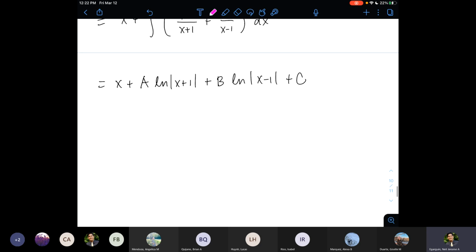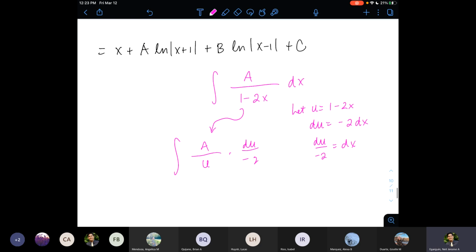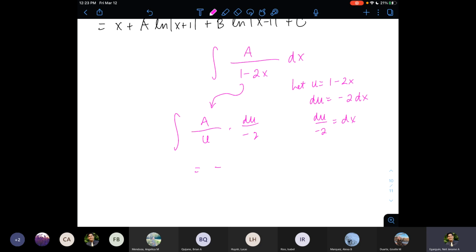For instance, you might encounter something like this, a over, say, 1 minus 2x dx, okay? Now, you need to be careful because here, if you let u be equal to the denominator, du will be equal to -2 dx. So du over -2 is equal to dx. So this guy would be the integral of a over u times du over -2. Okay? So that integral will be -1/2 a ln of the absolute value of 1 minus 2x.